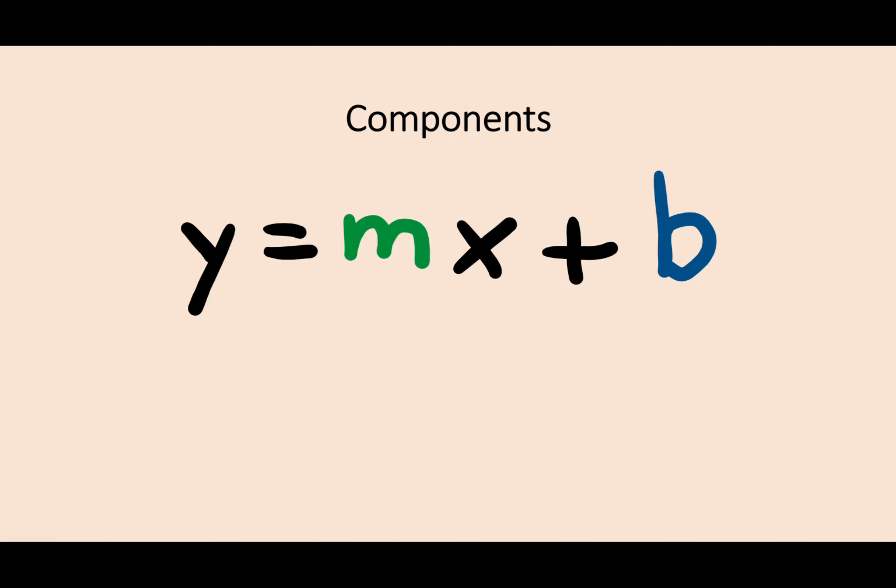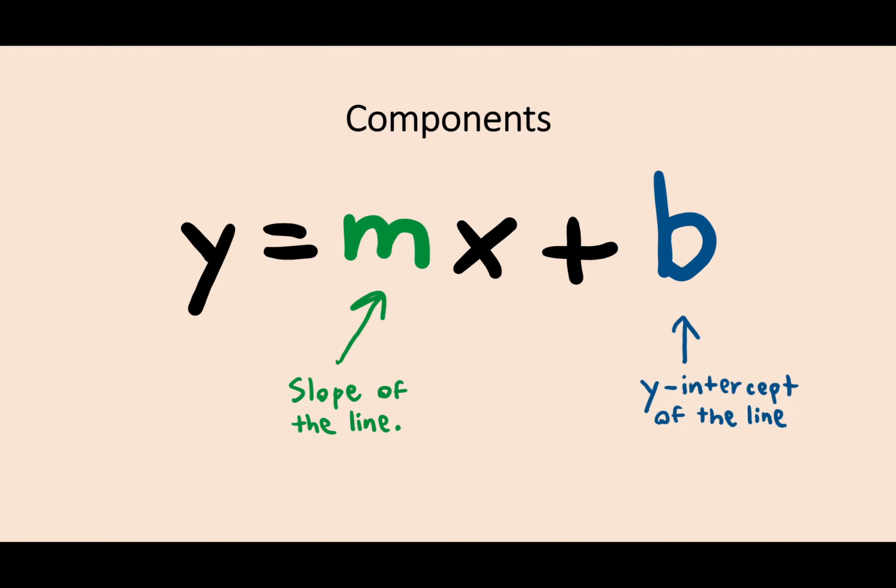Now, what do these different letters mean? Well, the y and the x just stay the same almost always, so you don't really have to worry about those. The m, on the other hand, means the slope of the line. And then the b equals the y-intercept of the line. So every single equation that you have in slope-intercept form is going to have the slope of the line, m, and b, the y-intercept of the line.